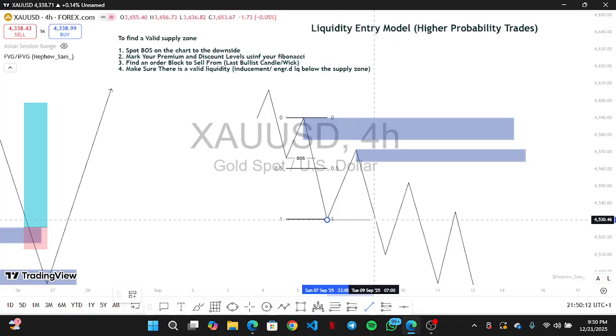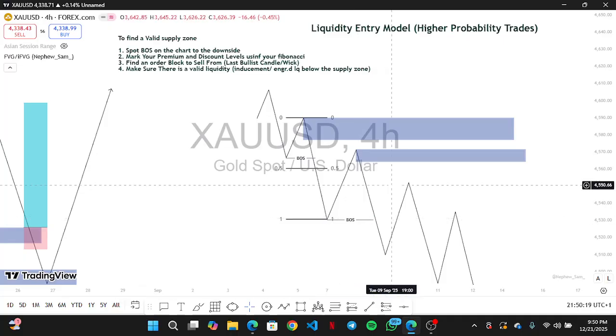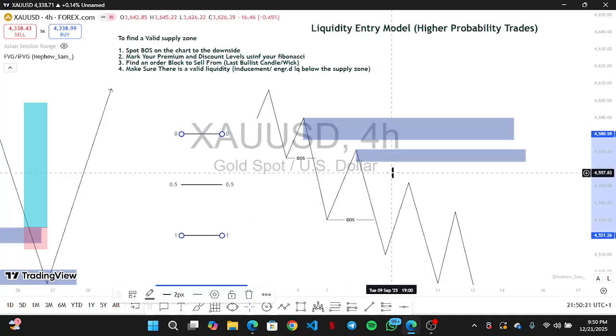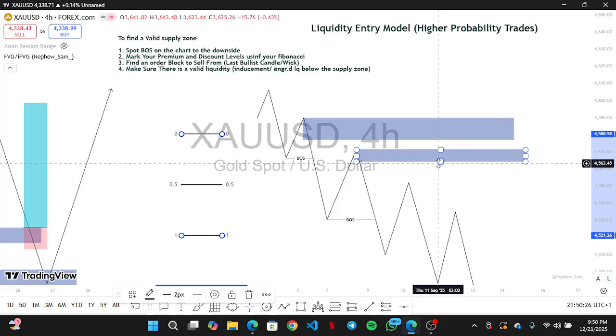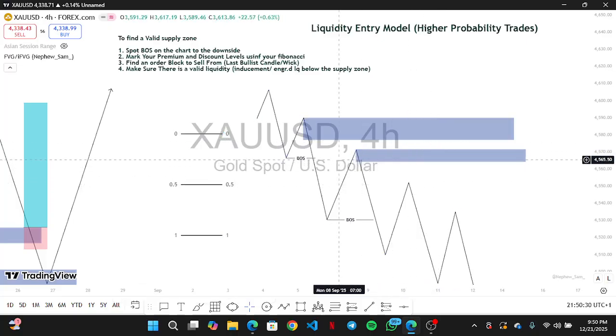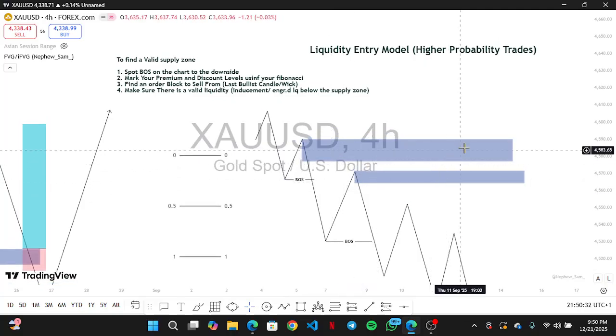So market created another break of structure here, another break of structure to the downside. So basically, this is another supply zone. Supply zones are formed everywhere. You get what I'm saying? So now, what makes us take a trade from a supply zone is when there are confluences, meaning when there is liquidity.